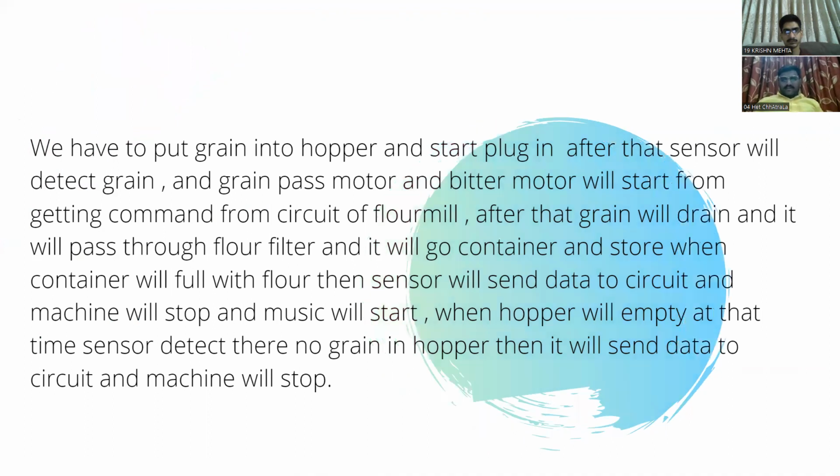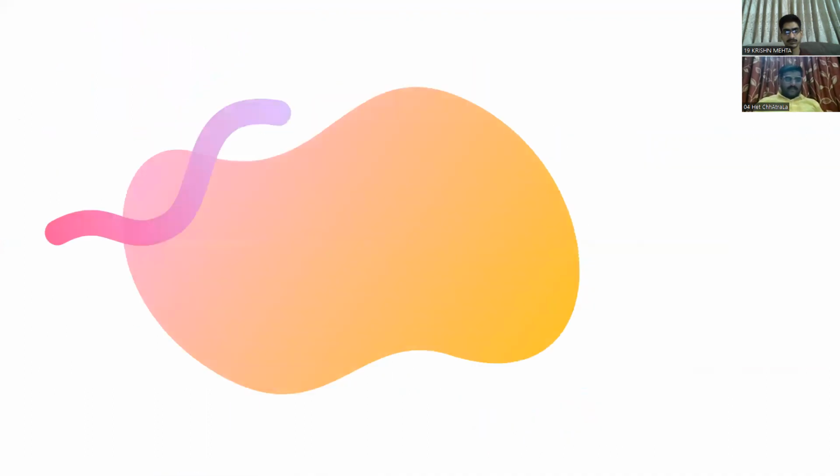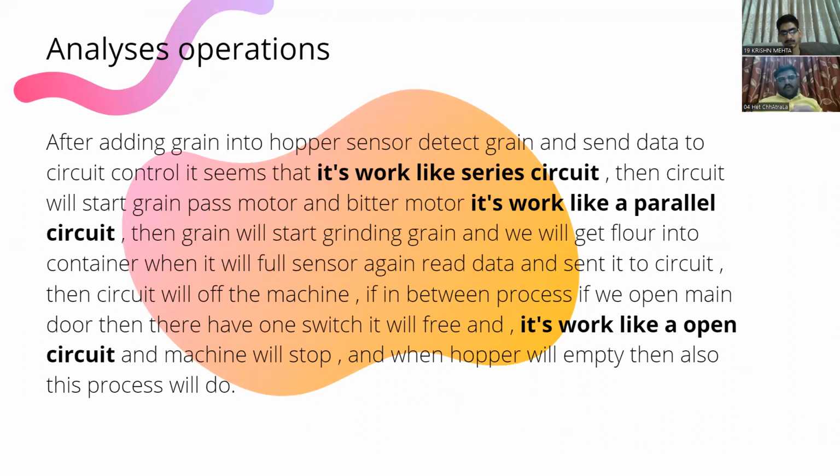So, analysis of the operation of the flour mill machinery. After adding grain into the hopper, a sensor detects the grain and sends data to the control circuit. It seems to work like a series circuit. Then the circuit will start the grain pass motor and beater. It's working like a parallel circuit. And the machine will start grinding the grain, and we will get flour in the container.